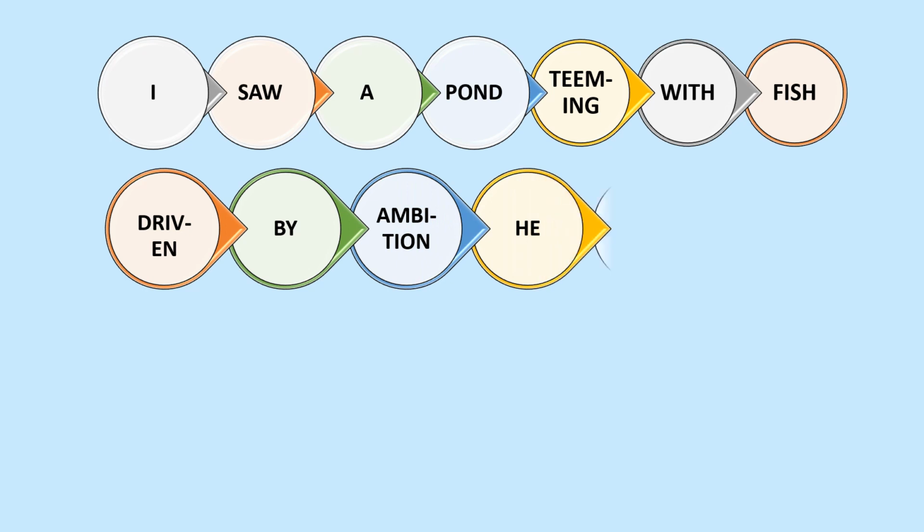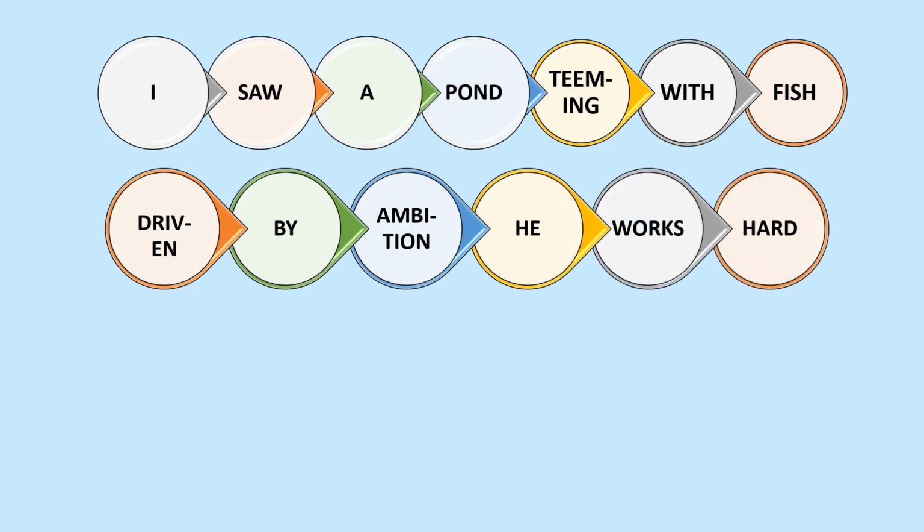Let's see another sentence. Driven by ambition, he works hard. Works here is your finite verb because you know he is working, he will be working, we can change it. So this is your finite verb. But we have another word here, driven. Driven by ambition. We are describing this person as driven. We are describing the pond as teeming with fish.